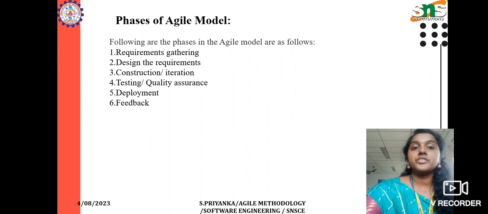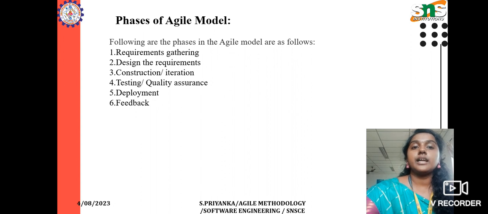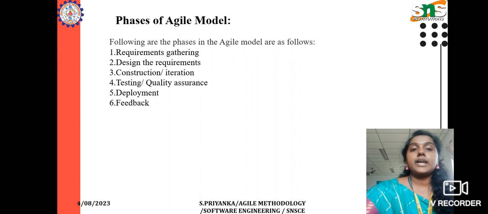Next the construction and iteration. Based on your design, you construct your model. And then quality or testing. Here your design is tested and then sent to the end user. Next is deployment. In the case of deployment, you have to sell in the market, in simple words, advertisement. It should reach the customers. And the final step is feedback, which is collected from the user.